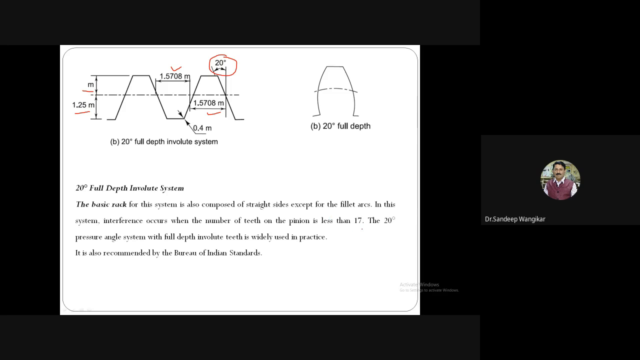The minimum number of teeth required for the last case was theoretically 23, and for this case the theoretical number of teeth is 17. The pressure angle is 20 degree, therefore it is a highly recommended system by the Bureau of Indian Standards. Again, we will be discussing the advantages of this system over the last system.